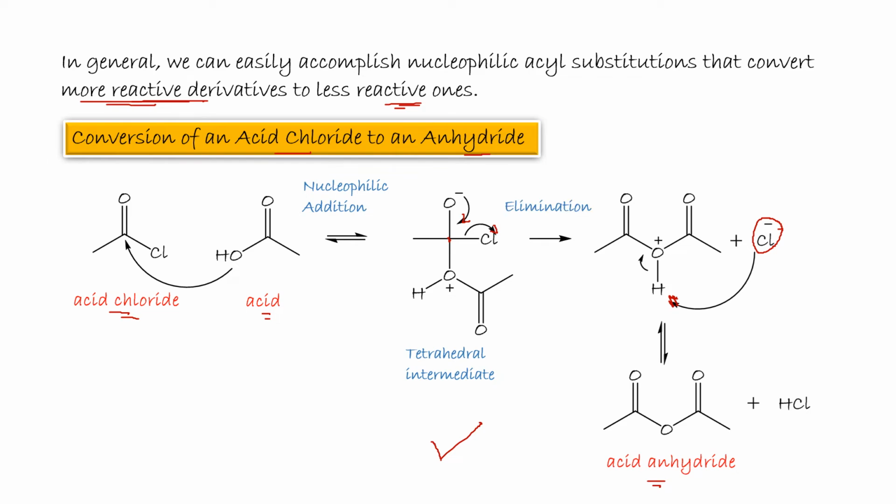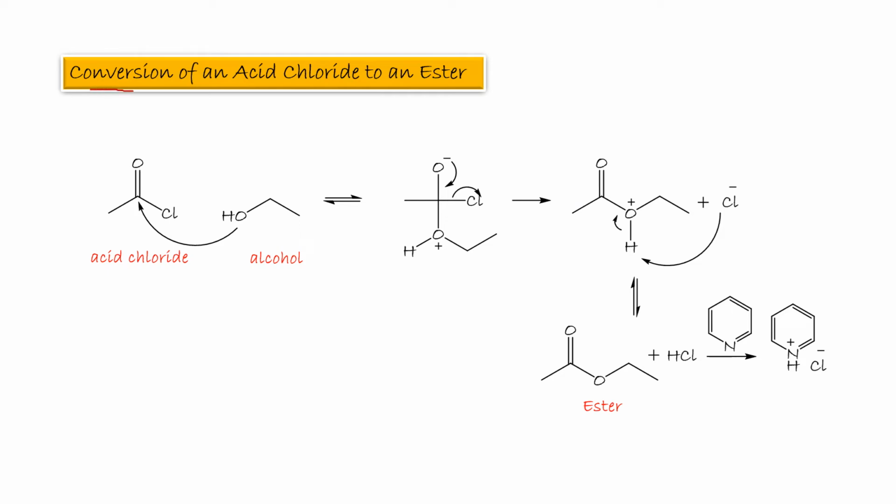So we start with the first step, nucleophilic addition, forming the tetrahedral intermediate, elimination, proton transfer. Okay, conversion of an acid chloride to an ester. Acid chloride is more reactive than ester. Okay, let's see the reaction.